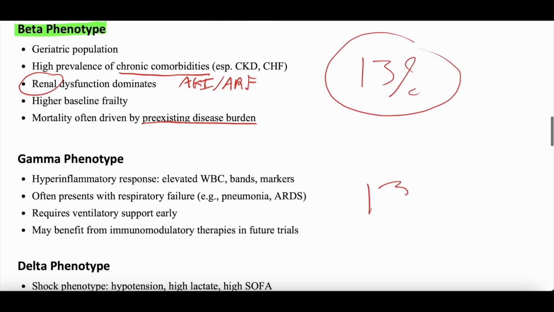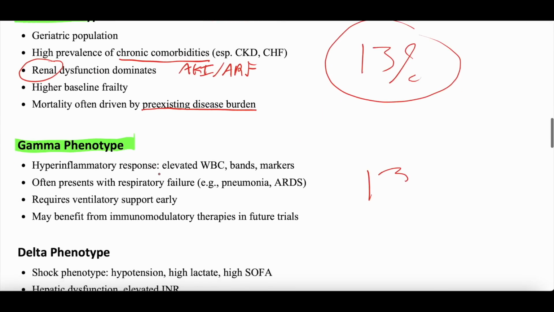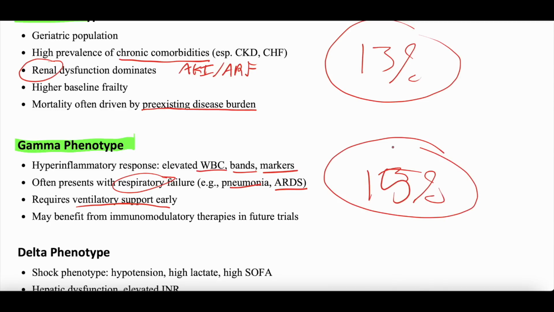Okay, and then the gamma phenotype, these patients had a lot of inflammatory derangements. So they had high WBCs, high bands, high inflammatory markers. And their predominant organ system involved was lungs, respiratory failure. They'd have pneumonia or acute respiratory distress syndrome. Many of them required ventilatory support early. And these were patients that maybe benefited from more immunomodulatory therapies. Again, we'll need future trials. And their mortality was similar to the beta phenotype at 15%.